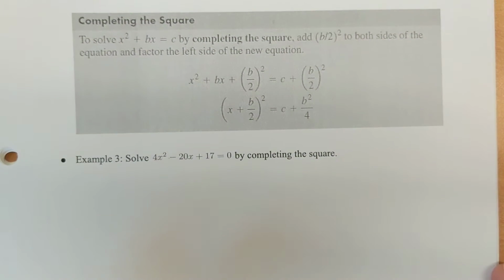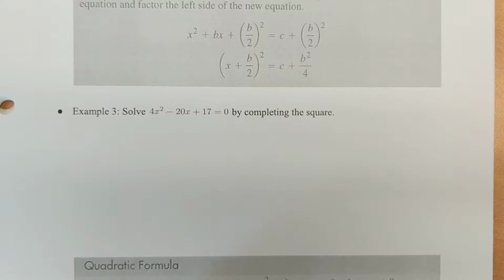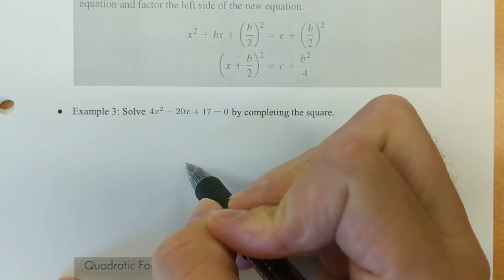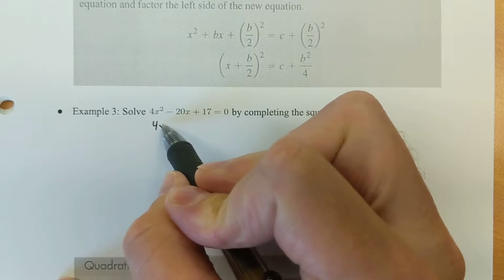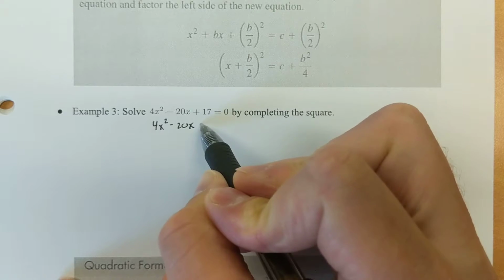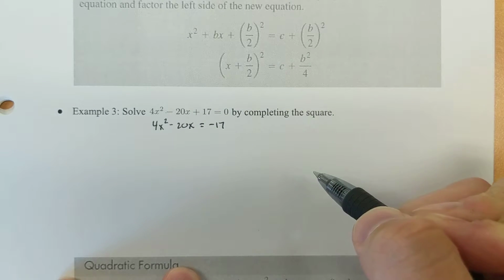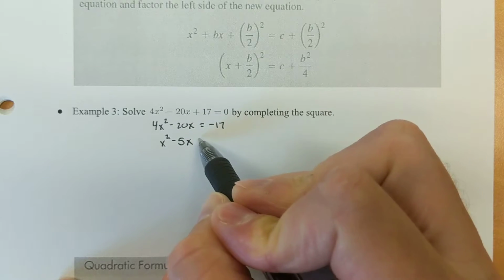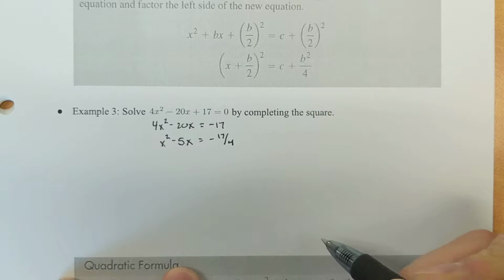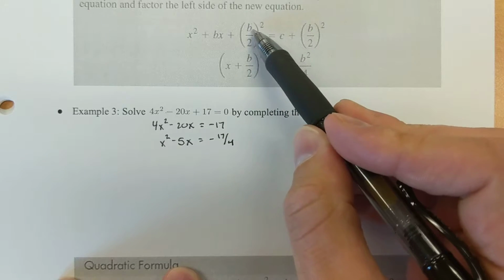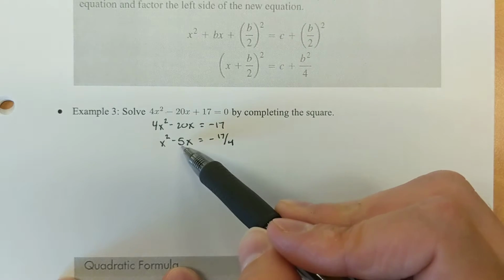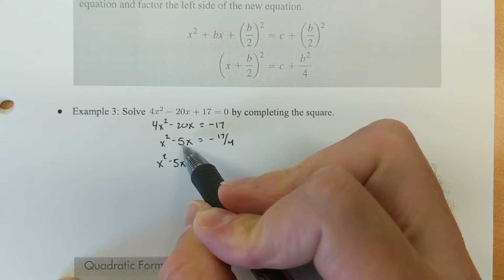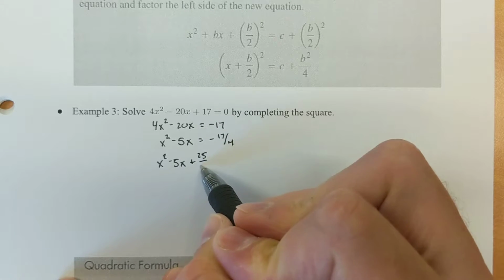All right, so example 3, we're going to do by completing the square. So that uses this formula. When you complete the square, the first thing that you need to do is move the constant term to the right-hand side. And then you divide everything by that coefficient. So this becomes x squared minus 5x is equal to -17 over 4. Now on the left, we're going to add this value here that's equal to b divided by 2 squared. So there's my value for b. So I'm going to take 5 divided by 2, so that's 5 halves, and I'm going to square it, and that is 25 over 4.